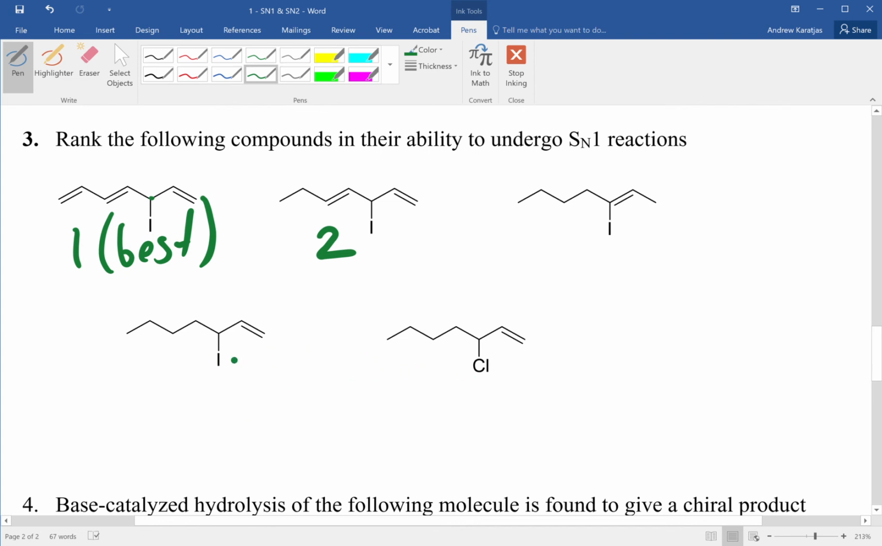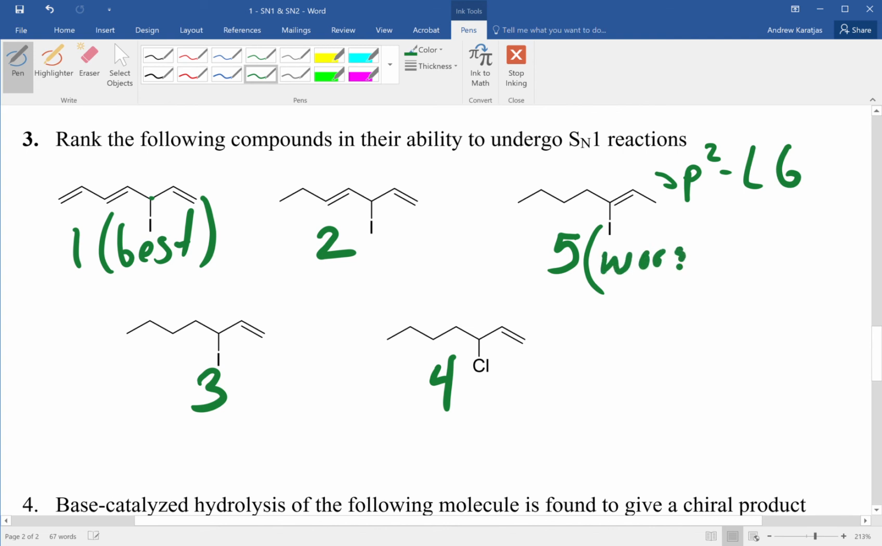We can rank these two because iodine is a better leaving group than chlorine. Otherwise, those two molecules are the same. And then finally, this one, which would have the leaving group on an sp2 carbon, we've already talked about those generally don't form at all, and so this one's not going to work.